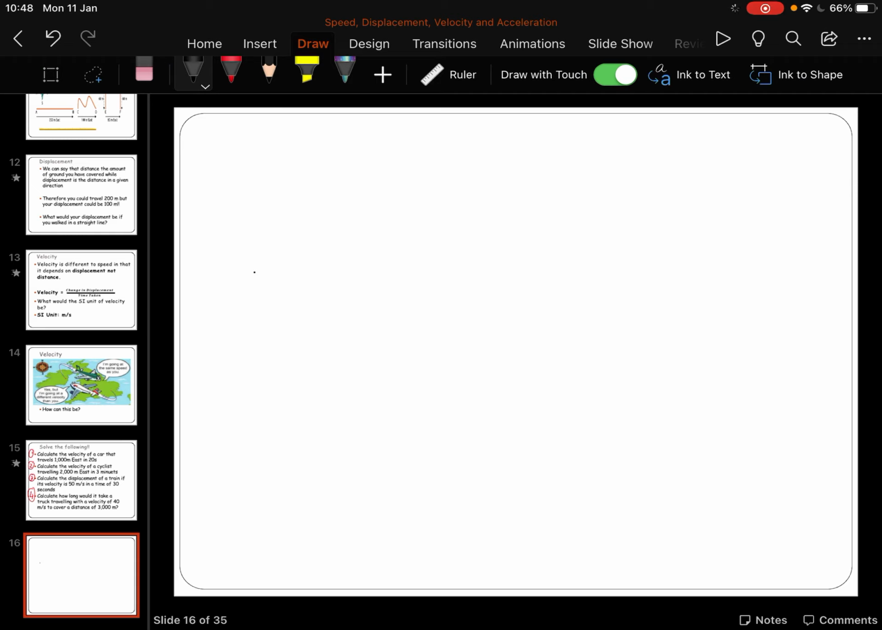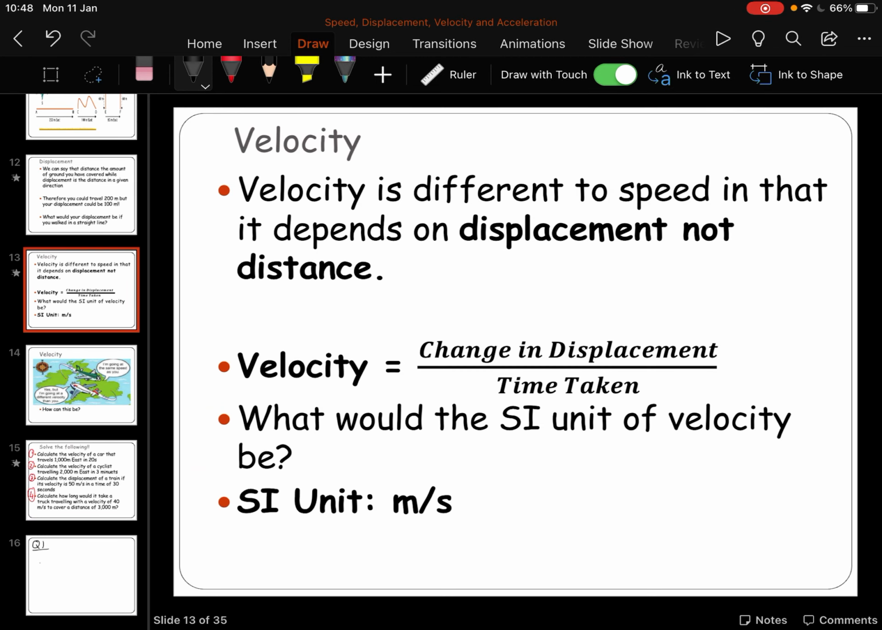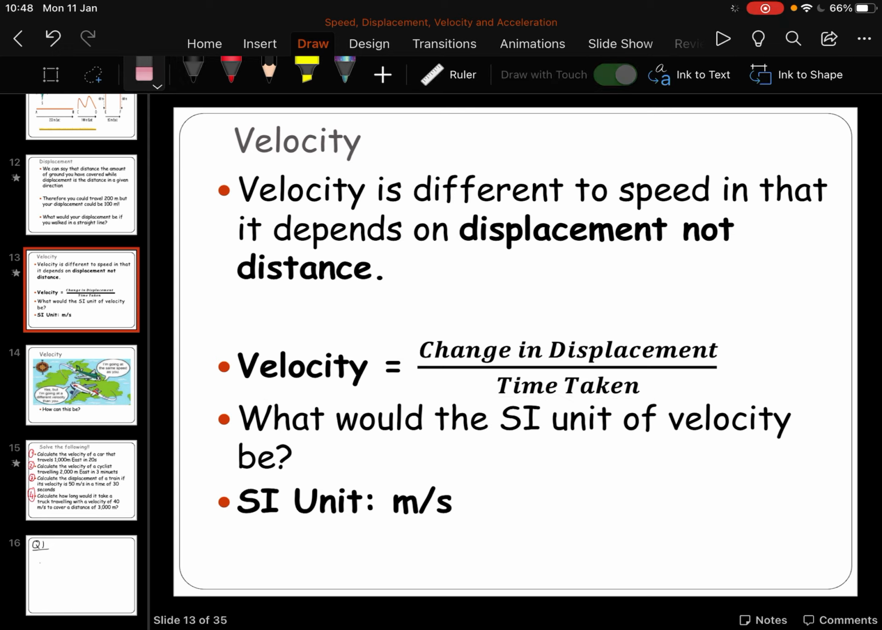Okay. So, question 1. I'm going to pop back here. If you go to your notes, you see your equation here. Velocity is change in displacement divided by time. Now, to save us the time of writing it all out, you can use the symbols. Velocity is V. Now, distance is D, but displacement is actually S, so that's going to be a little bit confusing.